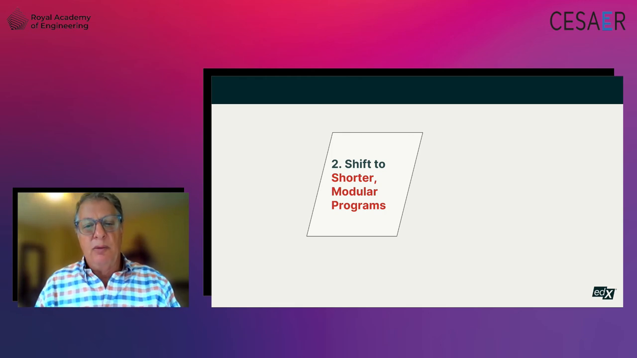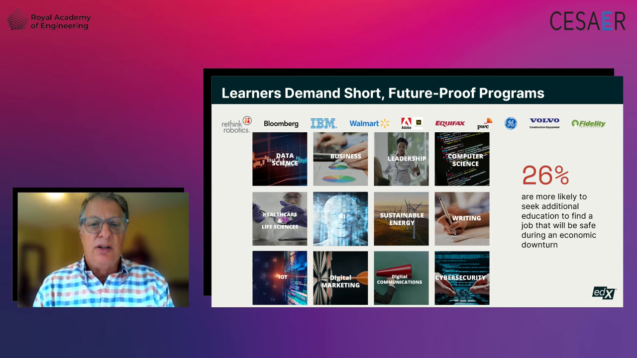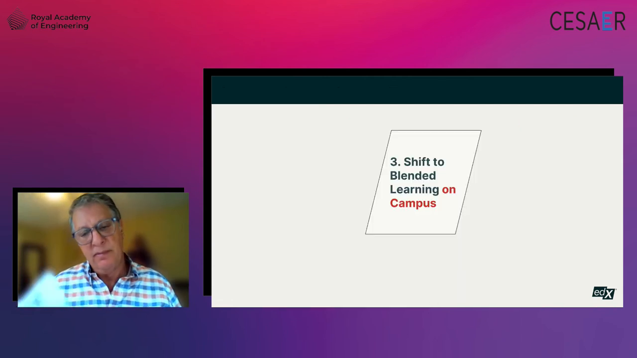Shift to shorter modular programs. Next. As the pace of change accelerates, the learners need the courses, but they need them faster because there's not enough time for them to take and complete college courses on a semester basis. These are the high impact areas that they're looking for. Next.